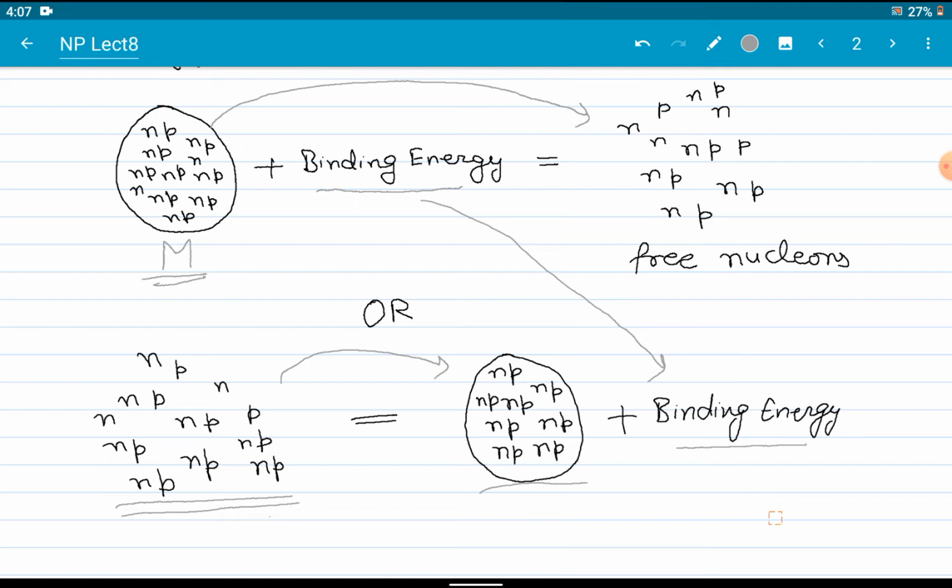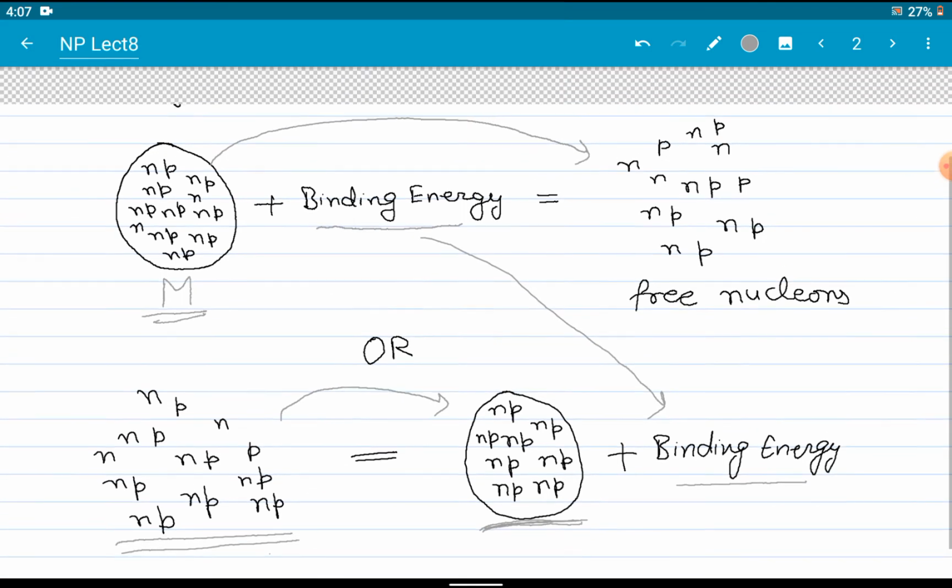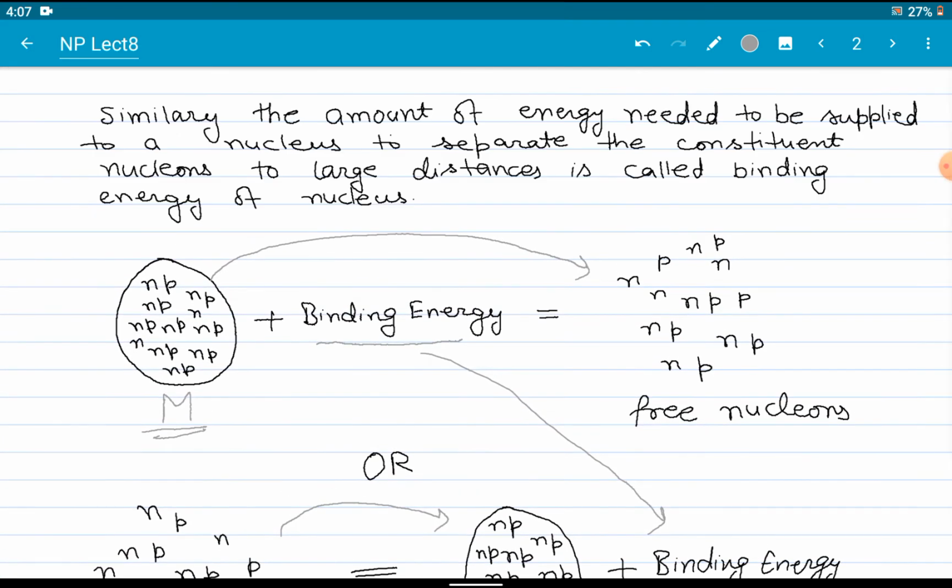So you can say the binding energy is the energy with which nucleons are bound within the nucleus, or we can also define binding energy as the amount of energy required to separate all the nucleons to large distances so that there will be no interaction between the nucleons. So I hope you have understood the concept of binding energy. Let me repeat again.